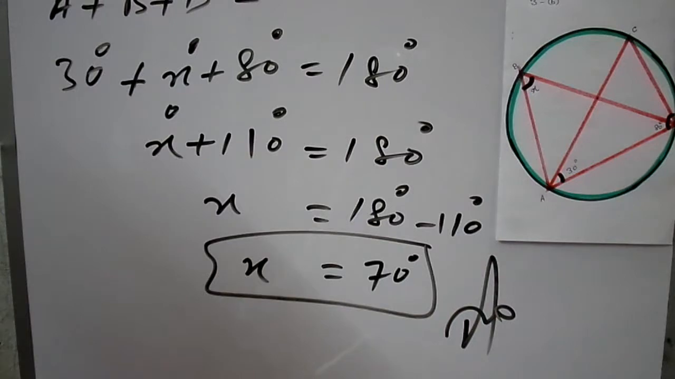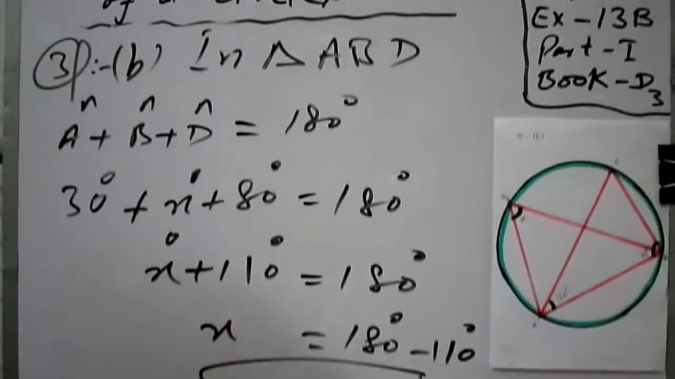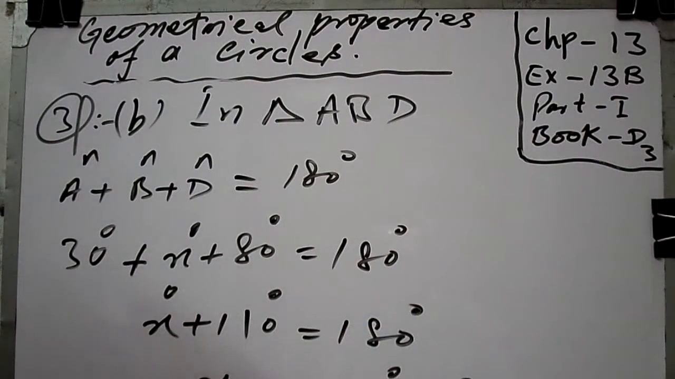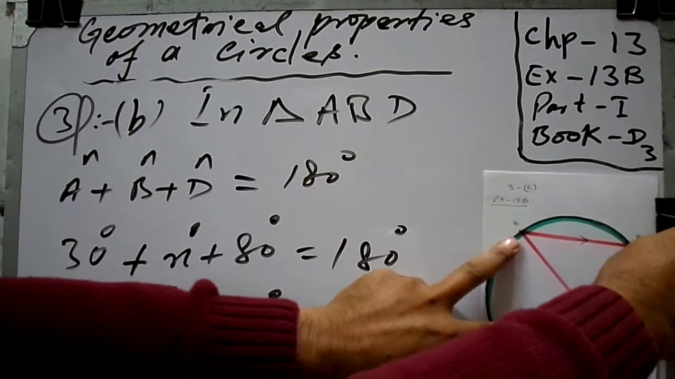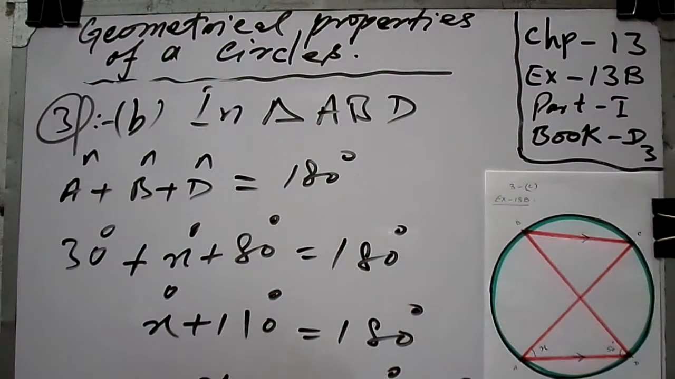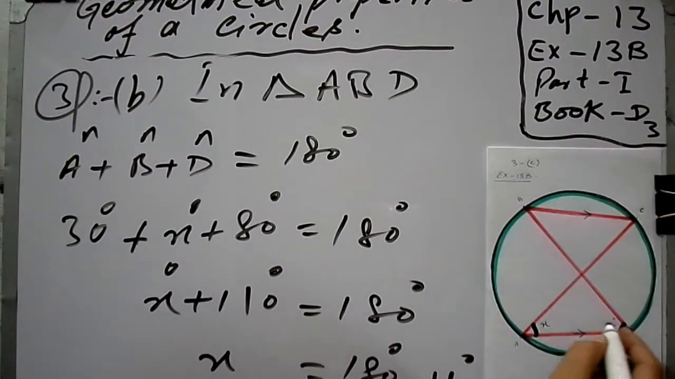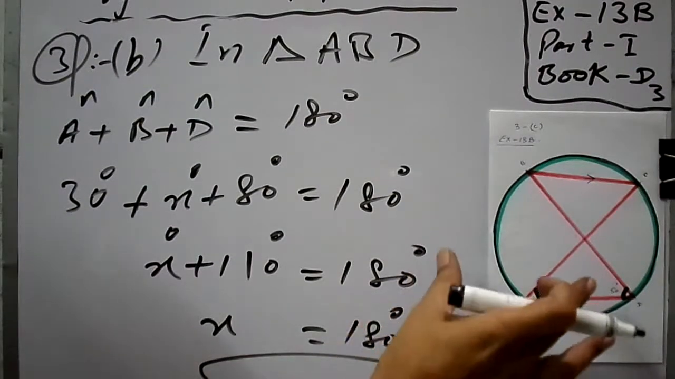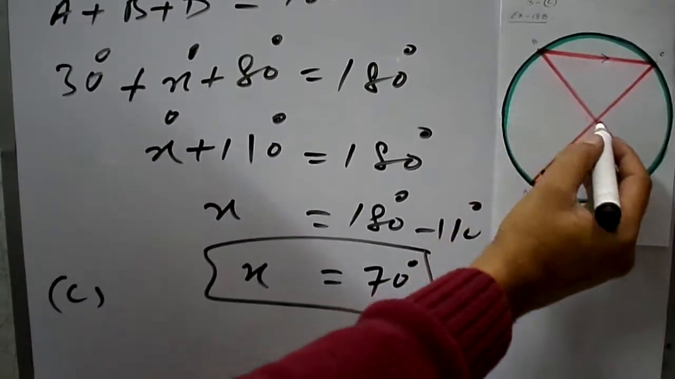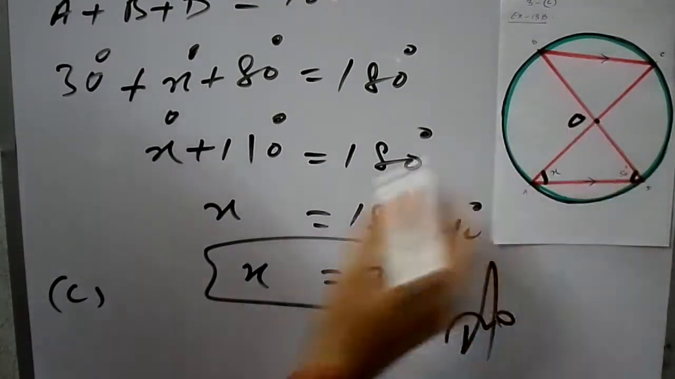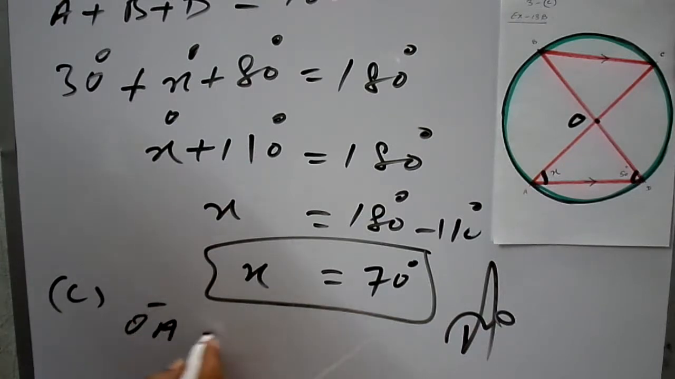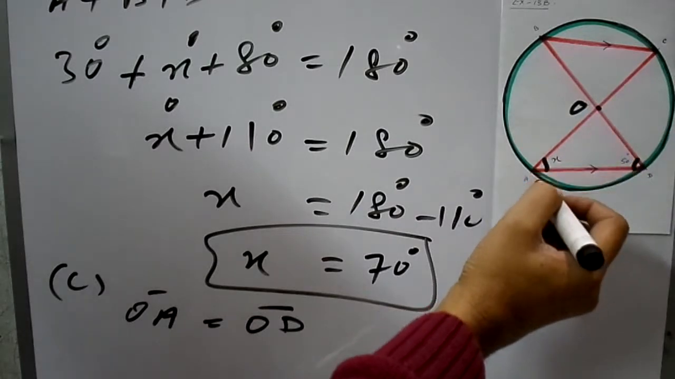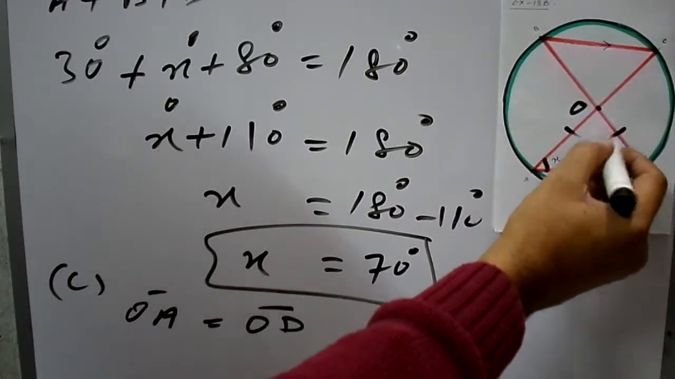Similarly, coming to the C part. In C part, once again a very easy question, because you can see we have to find the value of x, and here 50 is given to us. Here you can see that this is actually O. So OA must be equal to OD, because they are radii of the same circle. So this side is equal to this side.